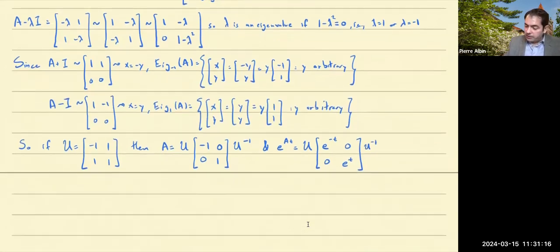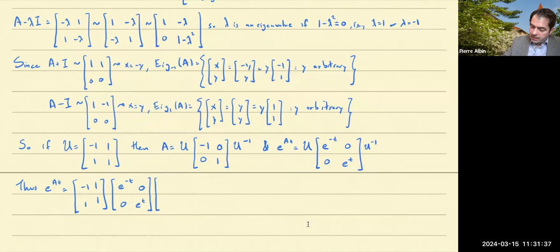Right? Let's actually carry out these computations. So here we have e to the At is equal to this matrix U times this exponential e to the minus t, 0, 0, e to the t. And then the inverse. Okay, so what's the inverse of this matrix? For a 2 by 2 matrix, it's very quick to compute the inverse, right? I'm going to divide by the determinant, so this would be 1 over minus 2. And then these two change places, these two change sign. So that's 1, minus 1 and minus 1, minus 1.